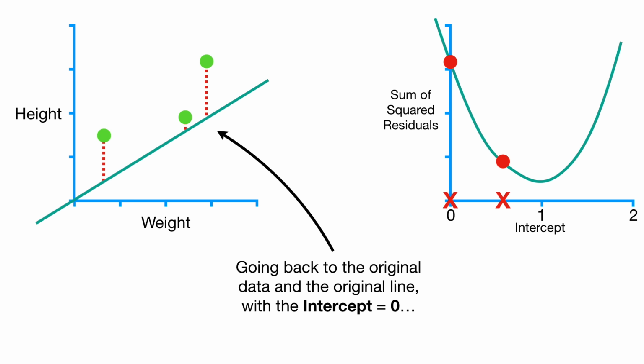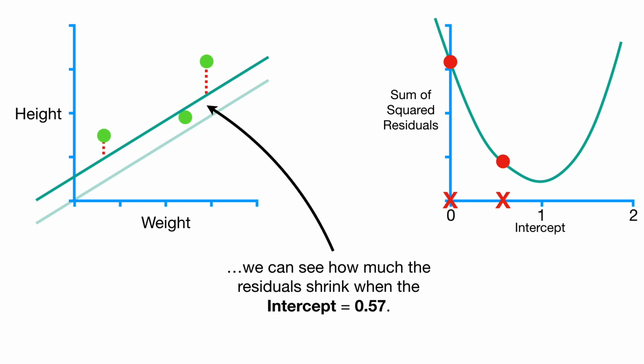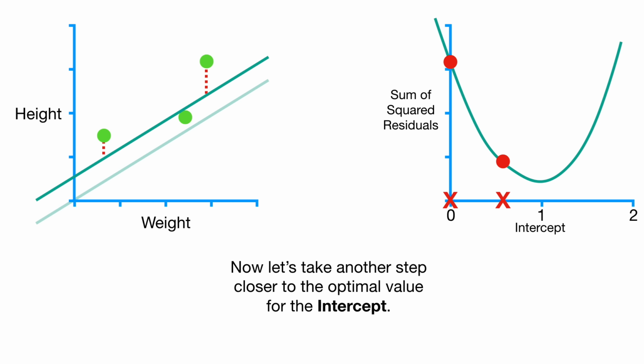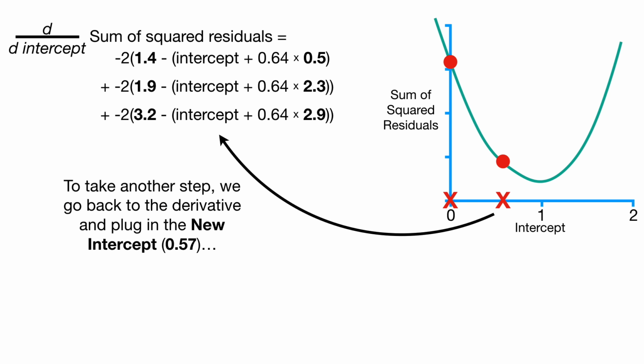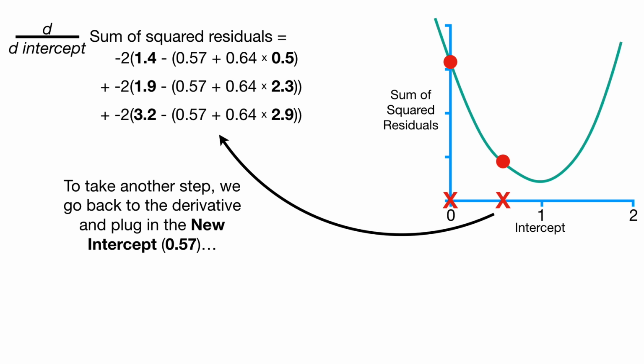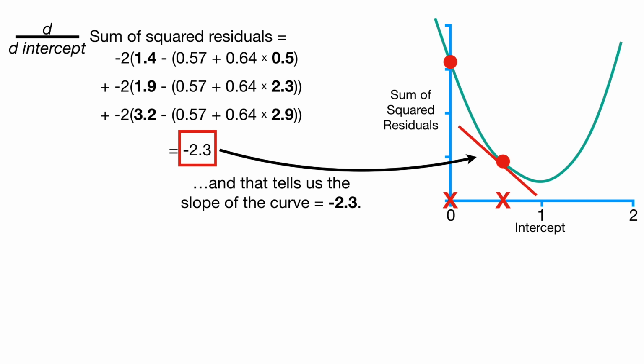Going back to the original data and the original line, with the intercept equals 0, we can see how much the residuals shrink when the intercept equals 0.57. Now let's take another step closer to the optimal value for the intercept. To take another step, we go back to the derivative and plug in the new intercept. And that tells us the slope of the curve equals negative 2.3.